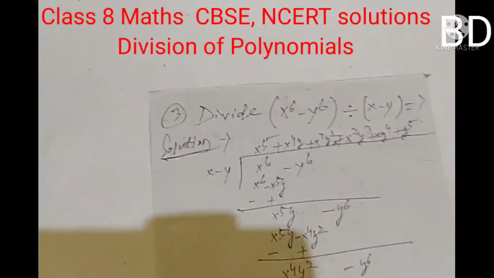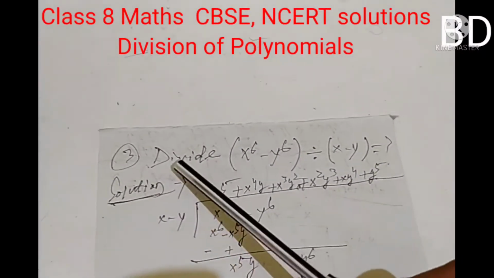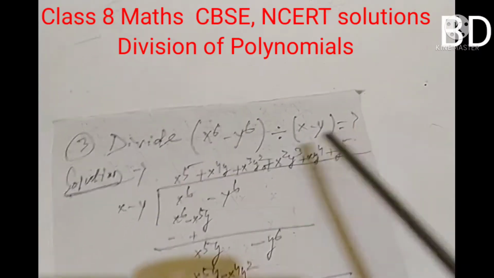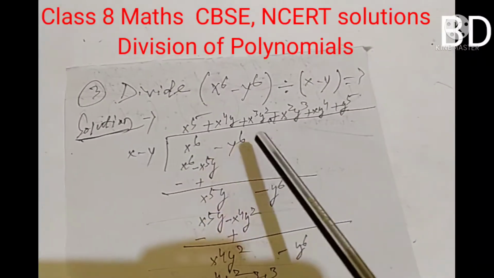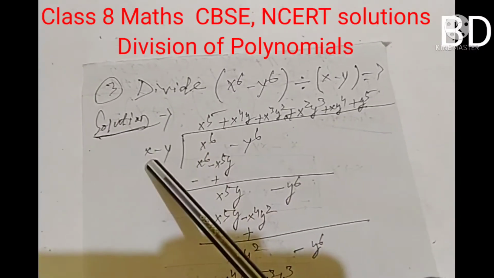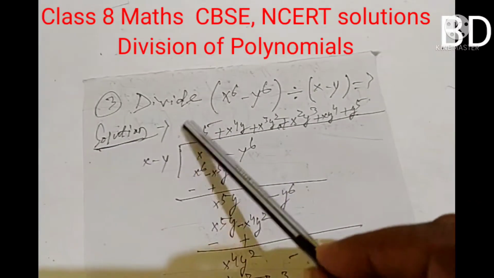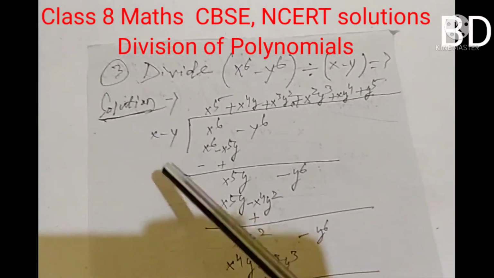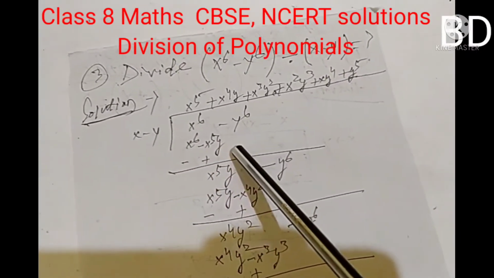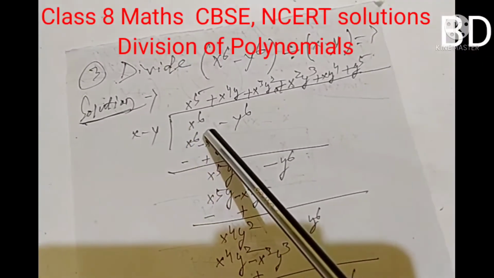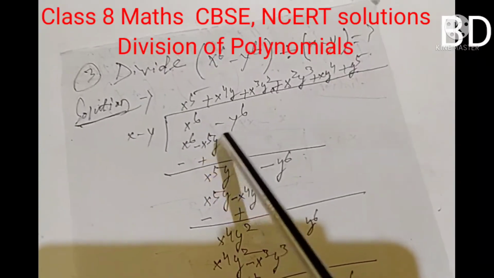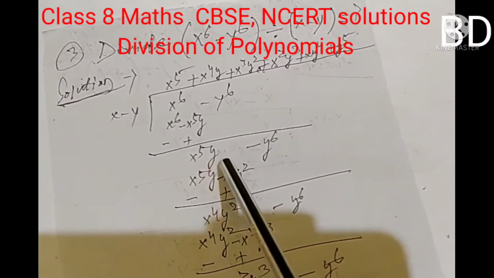Then question number 3: divide x^6 minus y^6 by x minus y. So the solution: x^6 minus y^6 divided by x minus y. First we will divide x^6 by x. We will get x^5. Then we will multiply x^5 with x minus y. So we will get x^6 minus x^5 y. Then we will subtract x^6 minus x^5 y from x^6 minus y^6. So we will get x^5 y minus y^6.